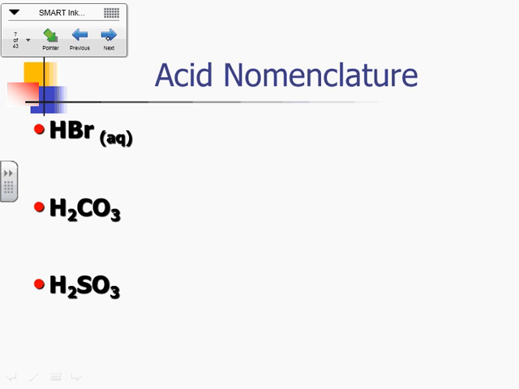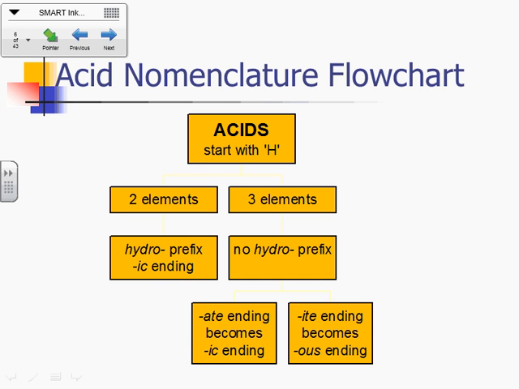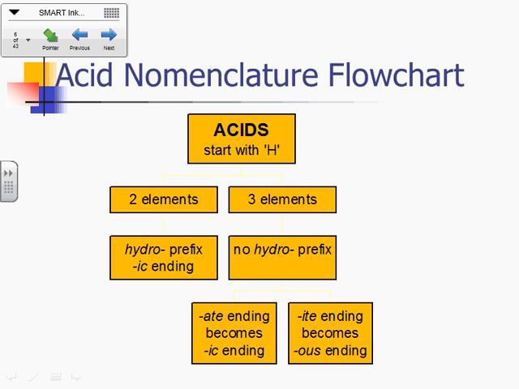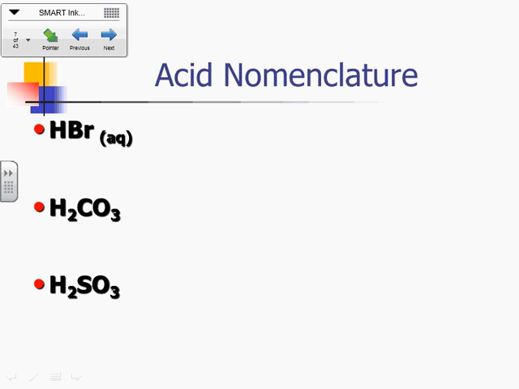All right, so let's do some practice here. HBr. Let's look back at our chart. First of all, it starts with an H, so it's an acid. Oh, you don't have those? Okay, well, we'll just do these together then, and then you can start writing down some of the other ones for practice.